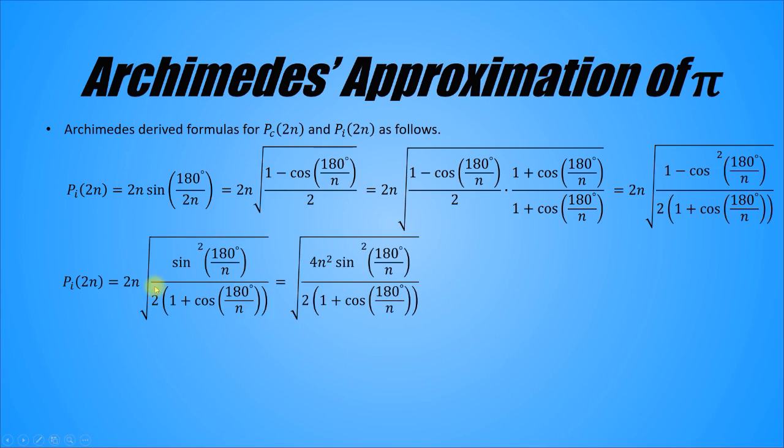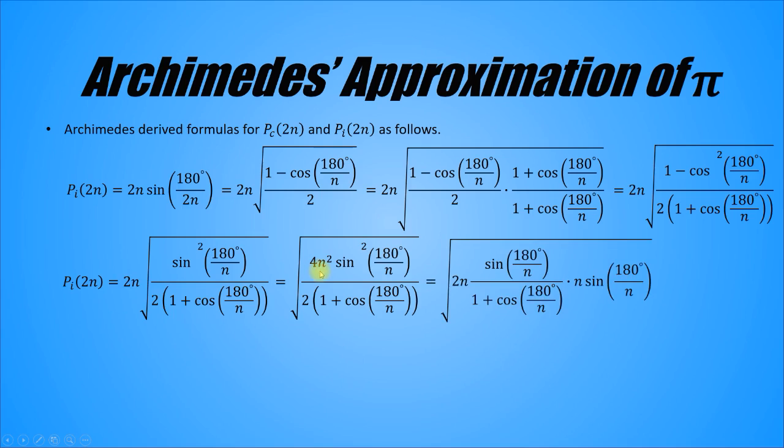In the next step, I take this 2n outside the radical, and I bring it inside as 4n squared. And now I'm going to split the radicand up into two distinct factors. So I have 2n times this ugly fraction times n sine 180 over n. And this should be recognizable as the right-hand side of the half-angle formula for the tangent function. So I'm going to go ahead and simplify this using that formula. And I do that right here. So here, instead of the fraction, I have the tangent of half the angle. And this just comes over as is.